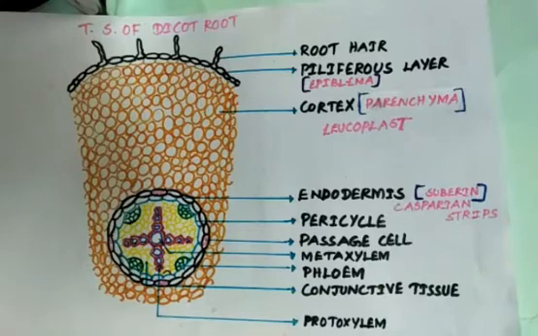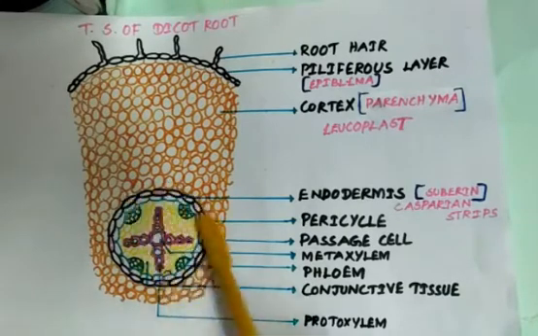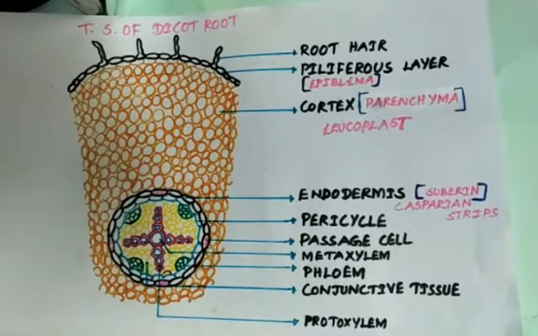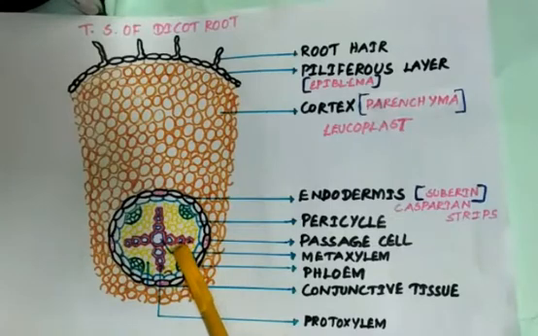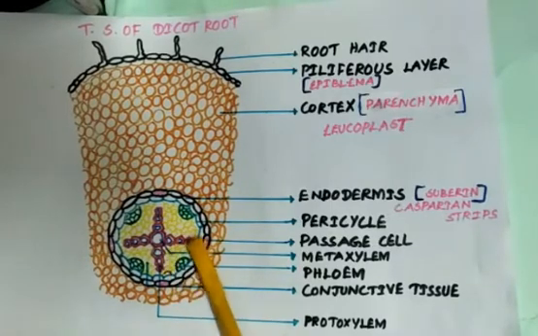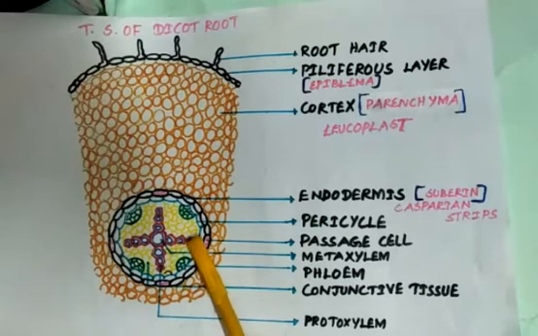So, what is radial arrangement? Xylem and phloem are on different radii but alternating with each other. This arrangement is known as radial. The next term is exarch. What is exarch? Here in the xylem cells, 2 types of xylem cells are present, metaxylem and protoxylem.